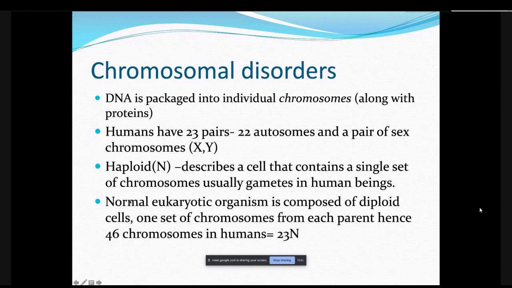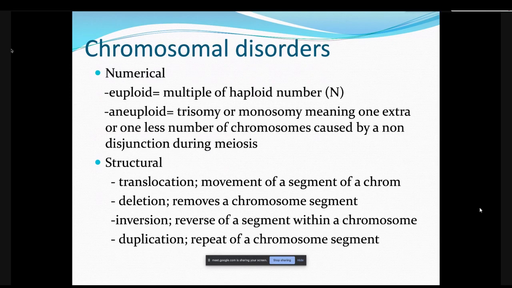gametes in human beings. And diploid, which is two of that, is the whole set that is found in the cell. So a normal eukaryotic organism is composed of diploid cells, one set of chromosomes from each parent, and hence the 46 chromosomes in human beings are referred to as 2N. And when we are talking about numerical abnormalities, you can have euploidy, where there's a multiple of the haploid number, and aneuploidy, where you have either one extra or one less.